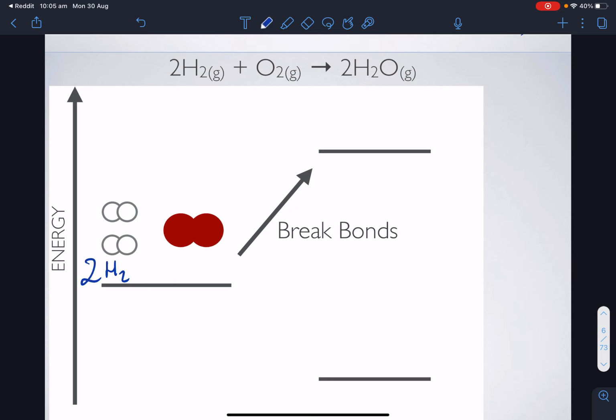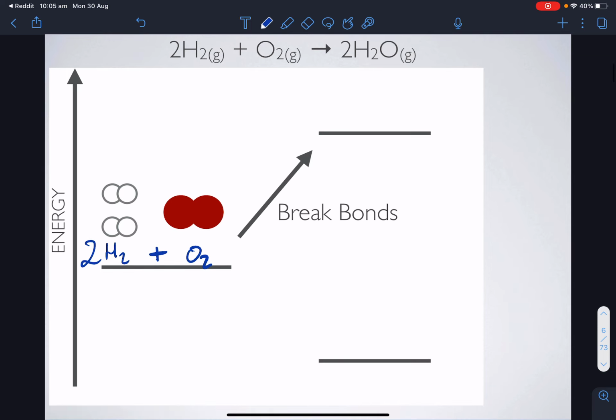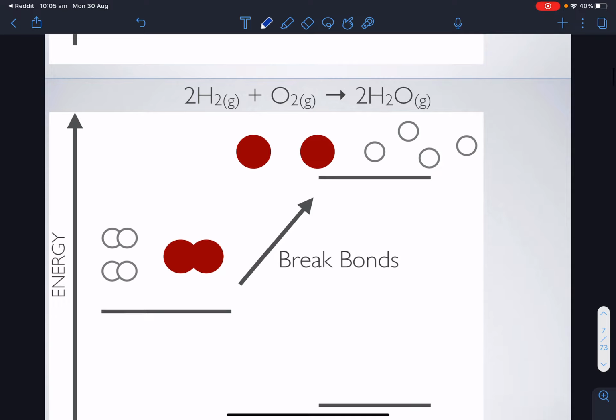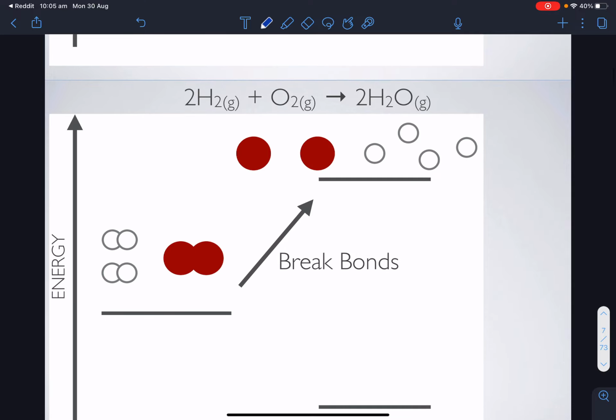2H2 and an O2. There's our reactants. I'll put a plus in the middle. We're going to break their bonds, and we have to put energy in to break bonds. So we're moving up there. And so here, instead of 2H2 and O2, we've got 2O and 4H. Okay, we've broken all the bonds. They're just individual atoms.